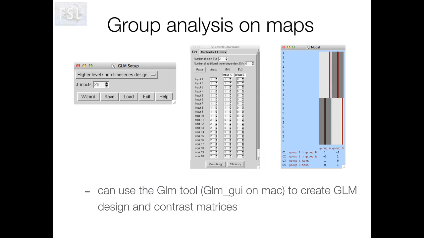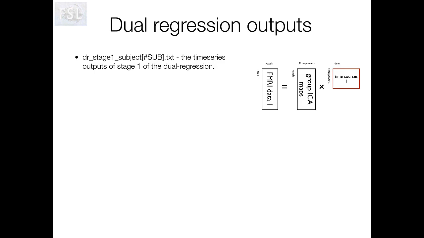So just to reiterate, before we can perform dual regression, we need to set up a design matrix. And we can do this using the standard GLM tool, which comes as a part of FSL. Dual regression produces a lot of output files, and these output files are numbered according to the stage of dual regression which produced them. Remember, the first stage is a spatial regression, the second stage is the temporal regression, and then the third stage is the statistical analysis.